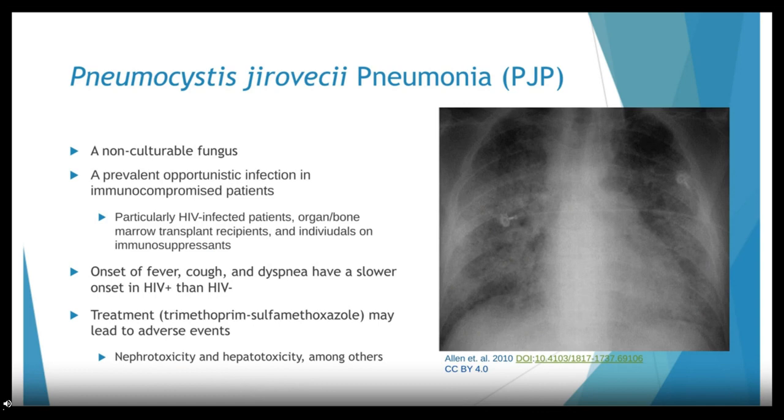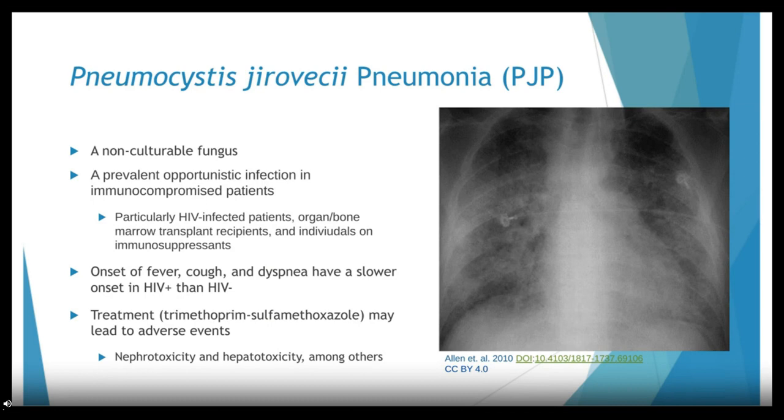So just so we're on the same page about PJP, or Pneumocystis jirovecii pneumonia, this is one of the non-culturable fungi. It is fairly prevalent in immunocompromised patients, especially HIV-infected patients, who we think of the most, but also anybody else who has immune suppression. We see somewhat different courses in folks with HIV than with those who do not have HIV. And so our understanding of HIV-negative pneumocystis will probably change as we gain more molecular information.